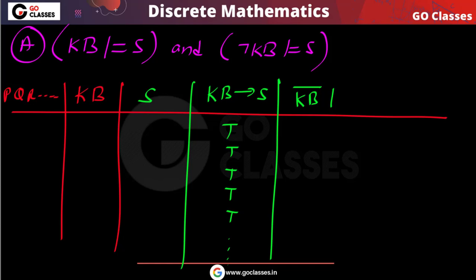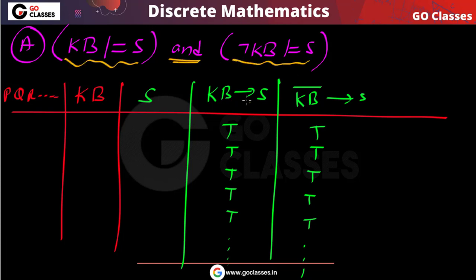And the negation of the knowledge base implies s is also a tautology. So we just need to check whether this is possible or not. We need to check: is it possible that knowledge base implies s is a tautology and the negation of the knowledge base implies s is also a tautology?